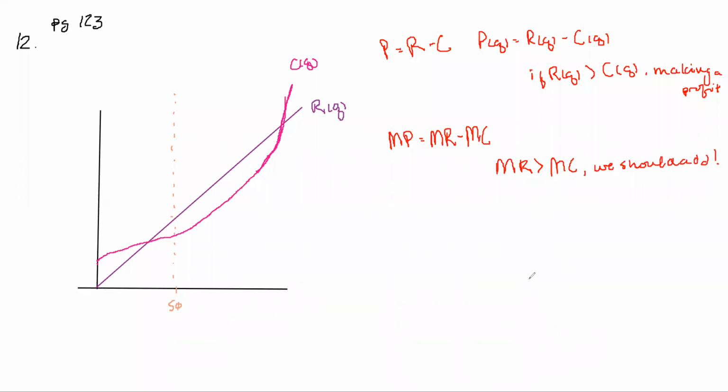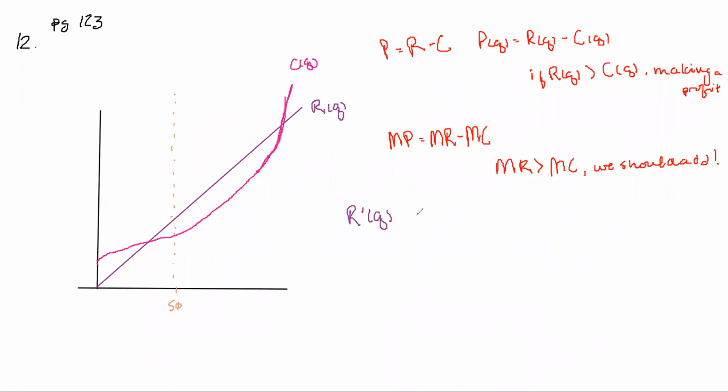Because we would be making more profit. Our profit would increase moving from 49 to 50. So instead of looking at exactly where we're making profit on this graph and where we're not making profit, we're going to look at the marginal revenue and marginal costs. So what is the marginal revenue?